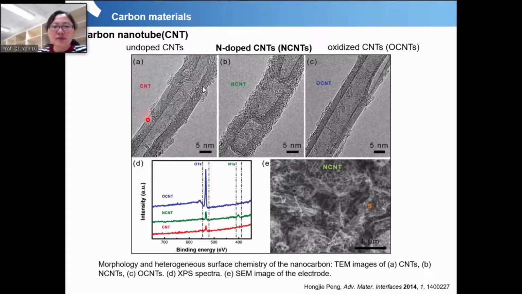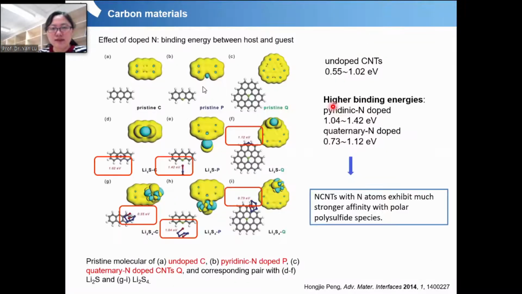So in this work, the authors are trying to modify the carbon nanotube. We know you can have undoped carbon, and they are trying to use nitrogen to dope the carbon nanotube. And they are even trying to oxidize the carbon nanotube. So they have 3 different kinds of samples and they use these as a cathode for the lithium sulfur battery.